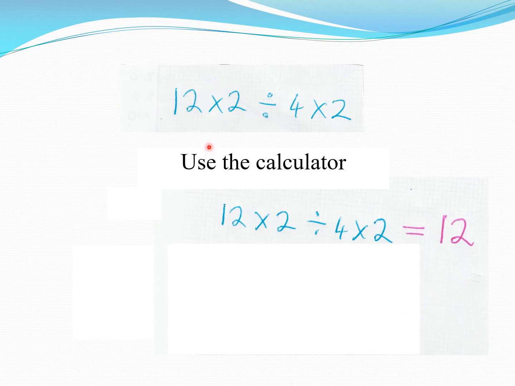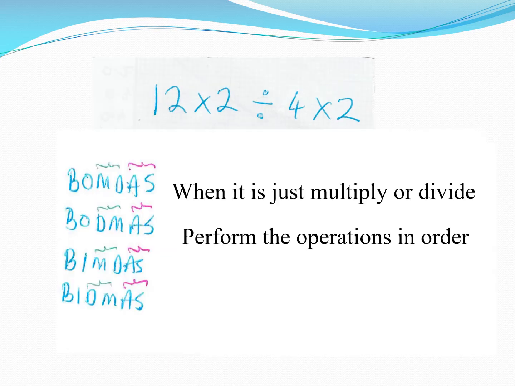Likewise for the next question. 12 times 2 divided by 4 times 2. You get your calculator out and just key it all in. 12 times 2 divided by 4 times 2, and the calculator gives us back 12. But it would be nice to be able to work out the answer in our heads as well. So again, back to our rules.